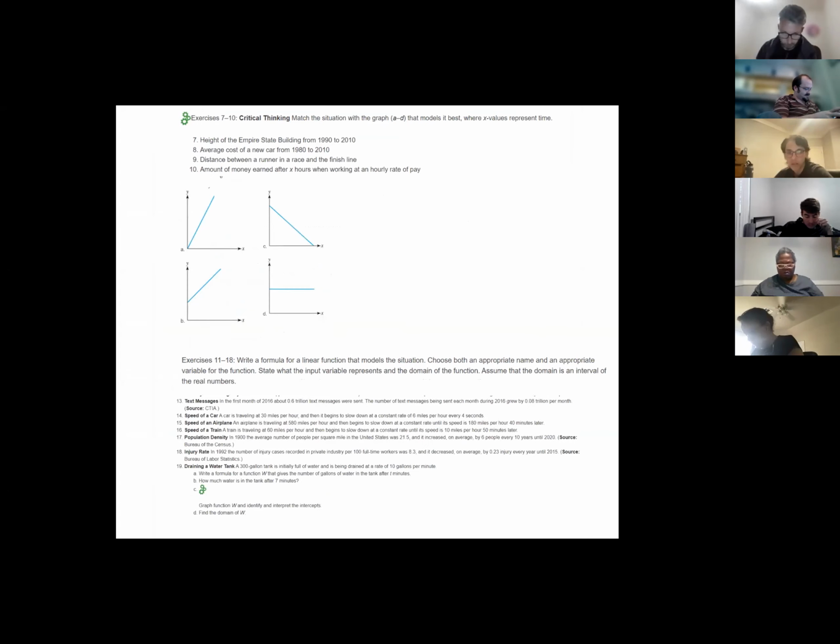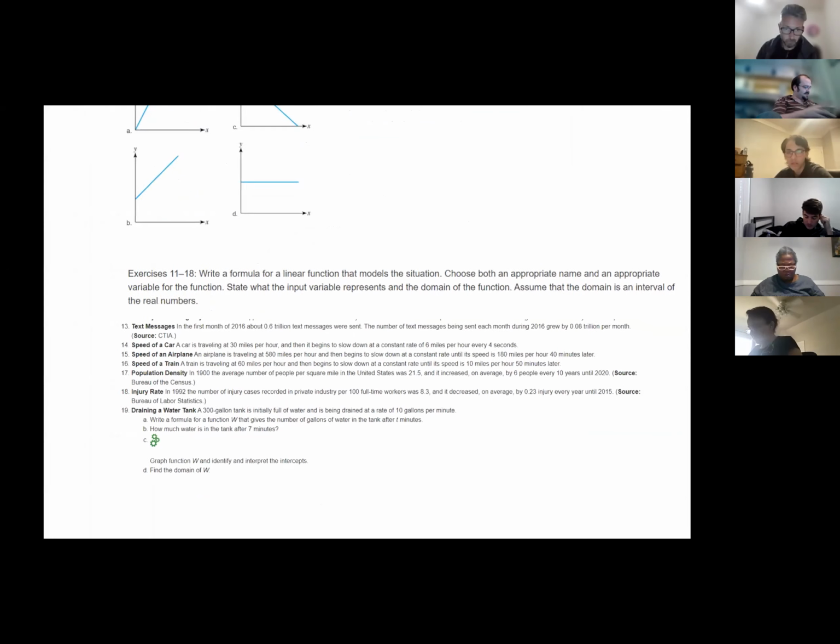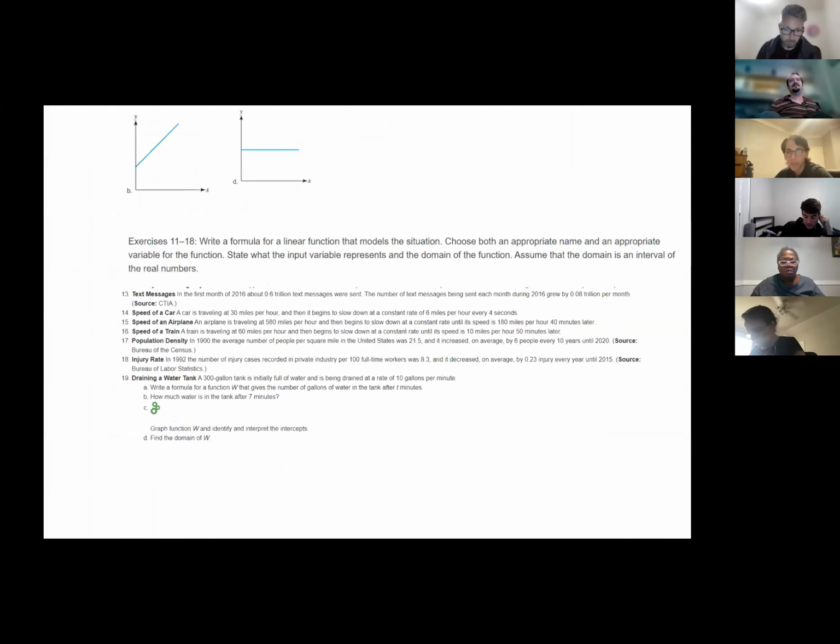A quick question. What does C mean on number 19? I think there's maybe some kind of picture that didn't get generated. But it says graph the function and identify and interpret the intercepts. Okay. I think that's what we're going to end up doing on there. I'd have to look at the book to see what it was, to be honest. I think it's a picture that didn't generate.